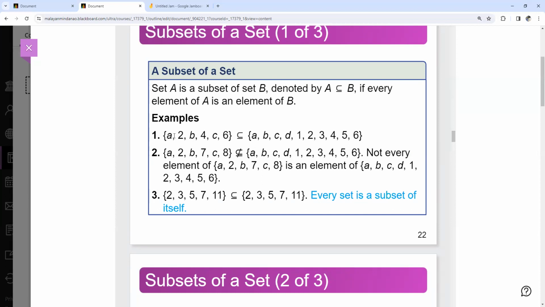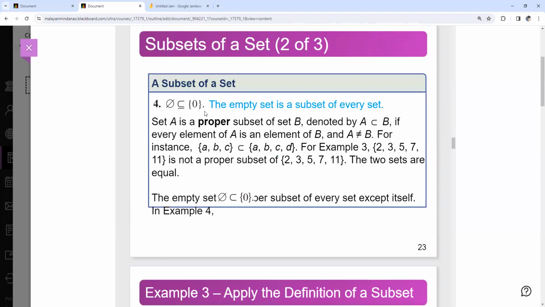For example, number 1, you have a set A, 2, B, 4, C, 6. All of these numbers or letters are found in this other bigger set. So we can say that the smaller set is a subset of the bigger set. Number 2, the set 3, 5, 7, 11 is a subset of the equal set because all the elements here are also here. So in fact, we can say that every set is a subset of itself. We can also say that the empty set is a subset of every set.